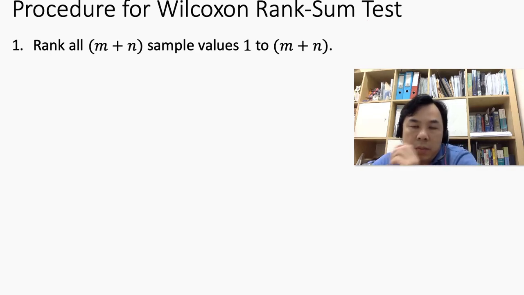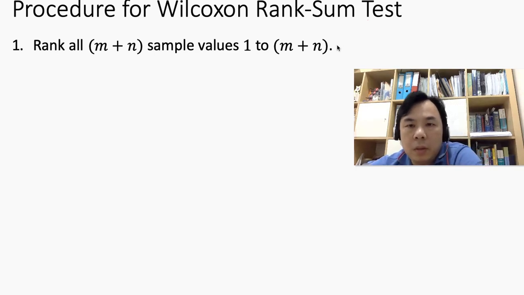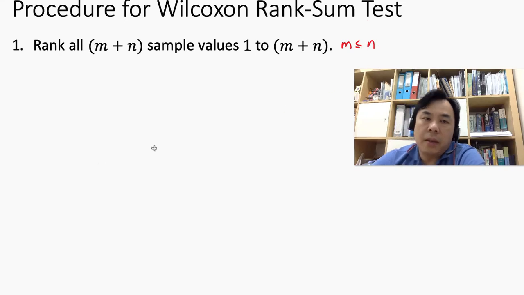Now, the Wilcoxon rank sum test is usually used to test on two independent samples. One of the samples has a size m, the other sample has a size n. Most of the time, the sample size m is less than or equal to the sample size n. So just remember that. Maybe it's best if I write it down at the side here: the sample size m usually is less than the sample size n.